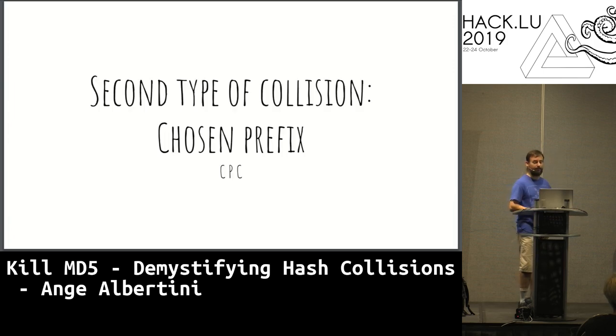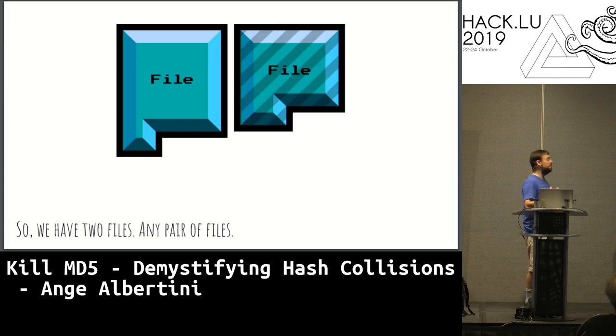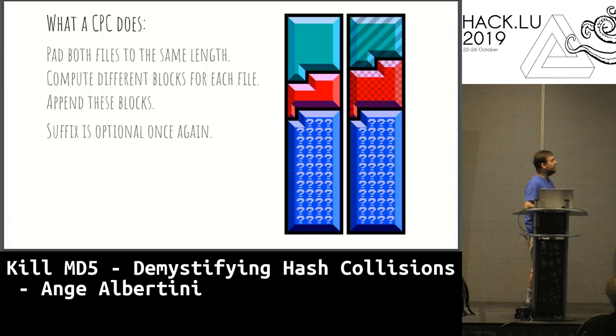Now the other type of collision is much more powerful. This time you take any pair of files, and again, their content absolutely doesn't matter at all. You pad the shortest to the longest, and then add some padding. You compute different blocks for each side, and then you append these blocks. It's a bit the same, except that the padding has different length if the prefixes have different length, and the prefix can be whatever you want in this case.